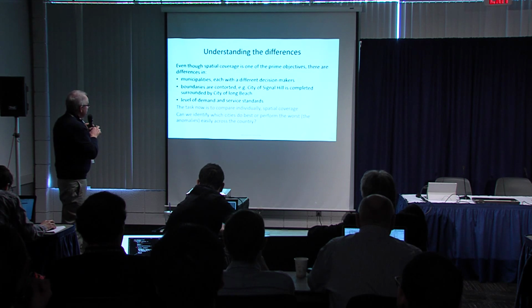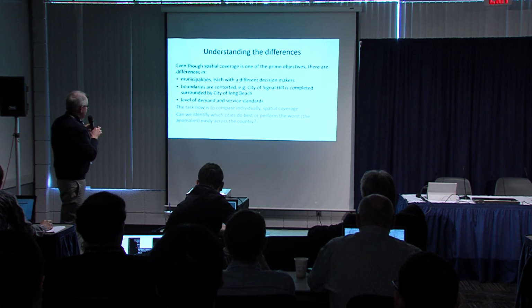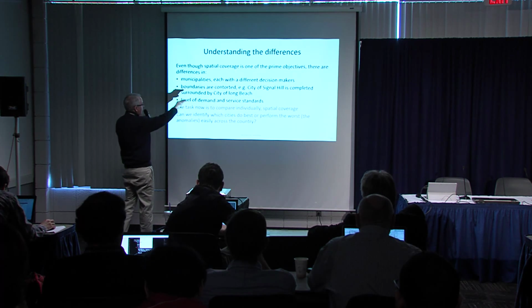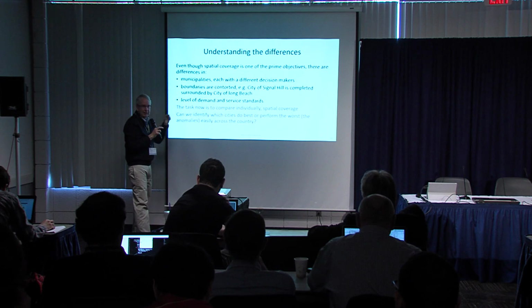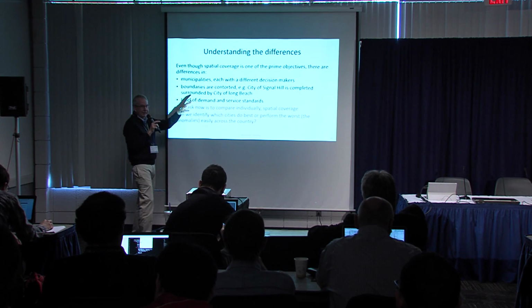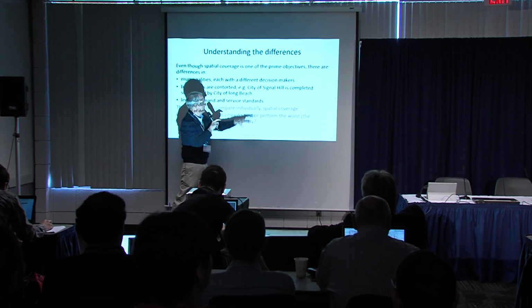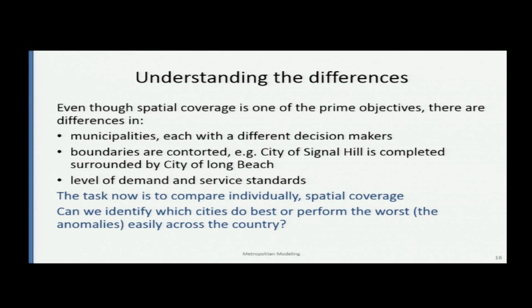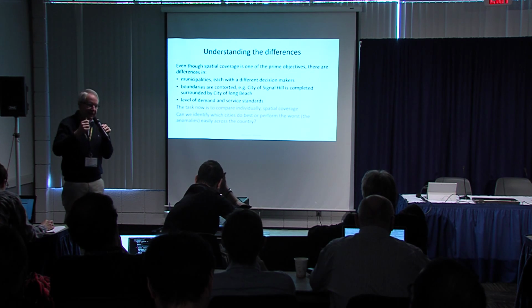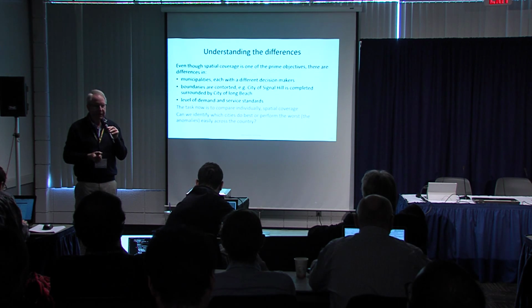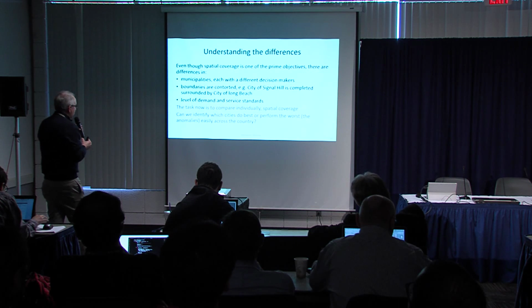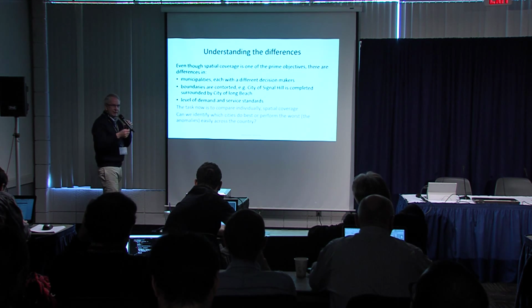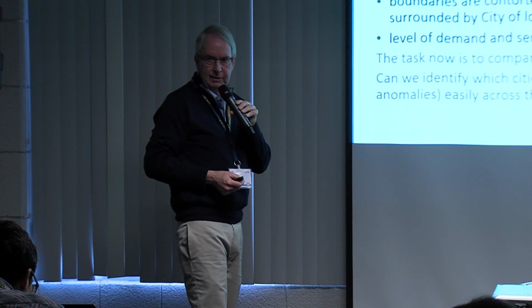Now, even though there are these differences, municipalities have different decision makers, and the boundaries are contorted, I should say. For instance, one of the stations here operated by the county of Los Angeles serves the city of Signal Hill, which is 2.2 square miles in size, completely surrounded by the city of Long Beach, that has their own fire department. And in fact, when you look at the coverage map, you'll find that the county's fire department in the city of Signal Hill doesn't provide any extra coverage. It's already covered. So we're starting to look at how these nuances of the boundaries are controlling the efficiency of these services.